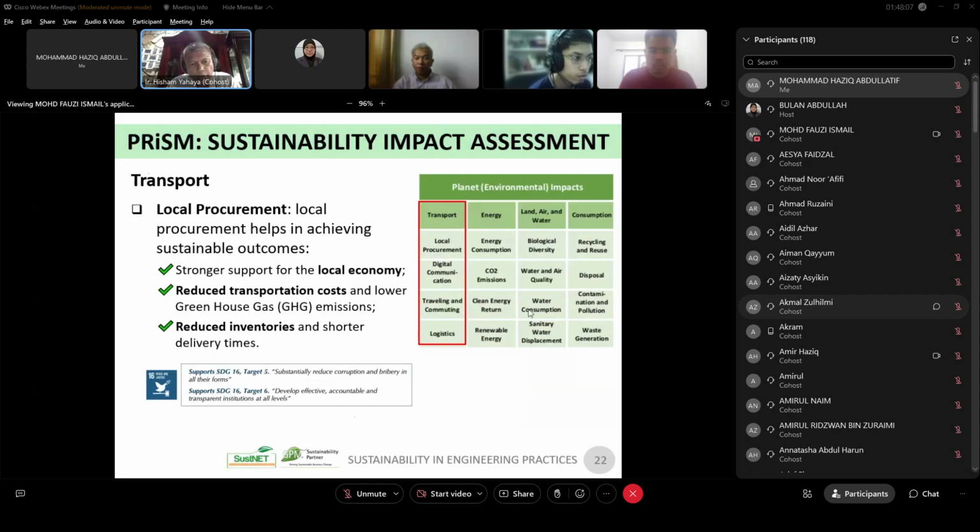Now you look into local procurement. Local procurement here is that you also need to support the local economy, because I mentioned that if you support the local economy, the community will be happy with your presence.